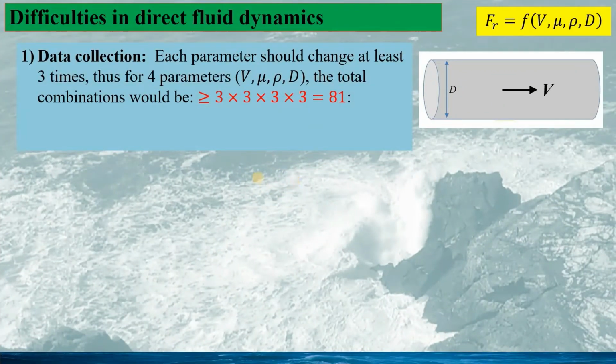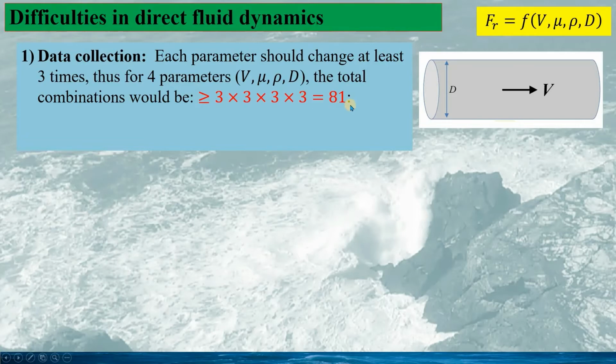As I have shown in my talk, the difficulties in dimensional analysis. For such a simple flow problem, the fluid friction is a function of four parameters: the fluid velocity, fluid viscosity, fluid density, and the diameter of the pipe. To look at the dependencies of the fluid friction on these parameters, we need to change at least 3 times for each parameter. So the total combination would be equal to or larger than 3 times 3 times 3 times 3.